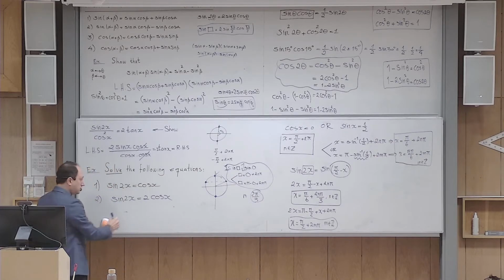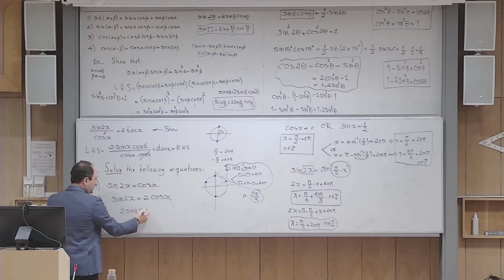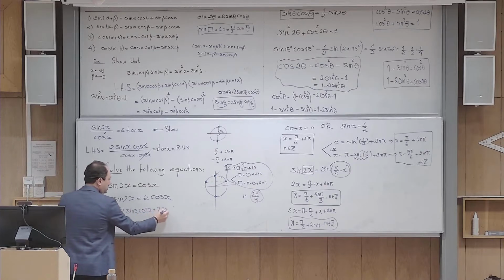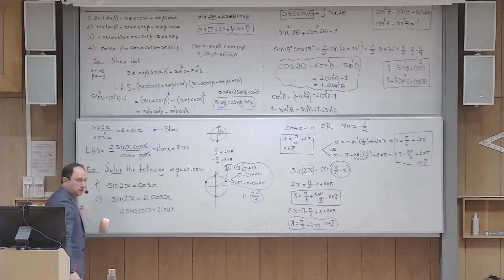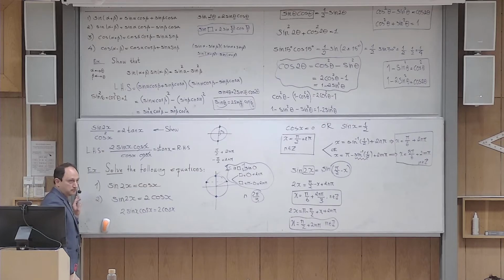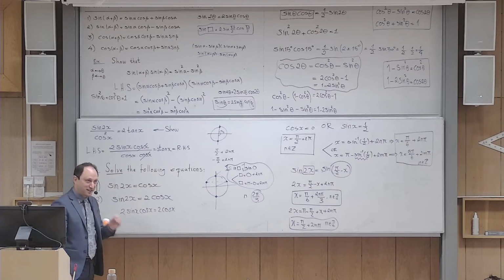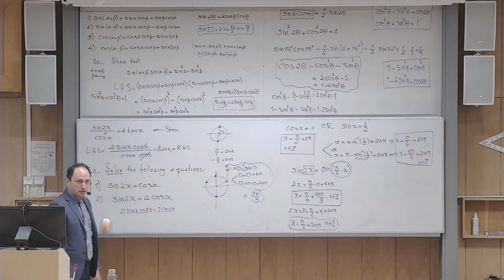Still yes. Because what you need to do, you need to write 2 sine x cosine x. And then on the right-hand side, you have 2 cosine x. Yes? And still I can solve it. What is the method? Can I divide by 2 cosine x? Yes or no? No. Okay, it's tempting, but say no, because you will actually lose one part.